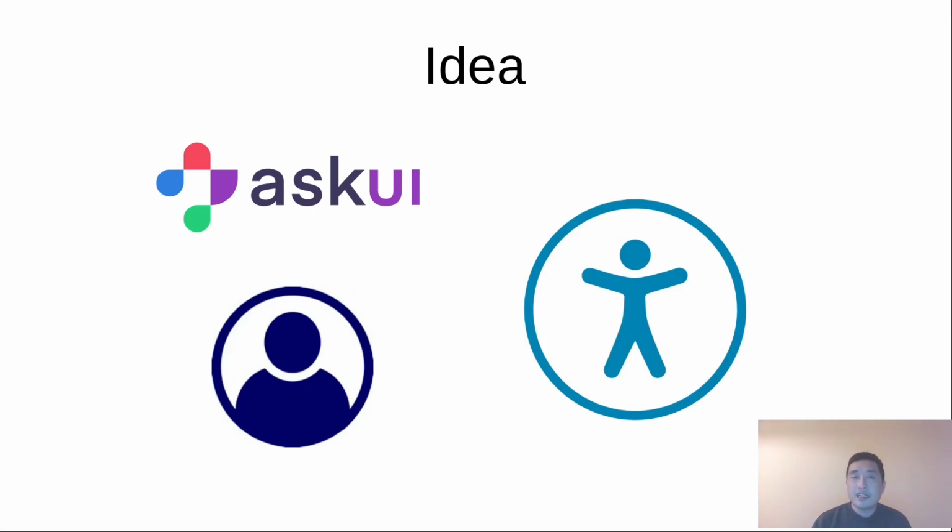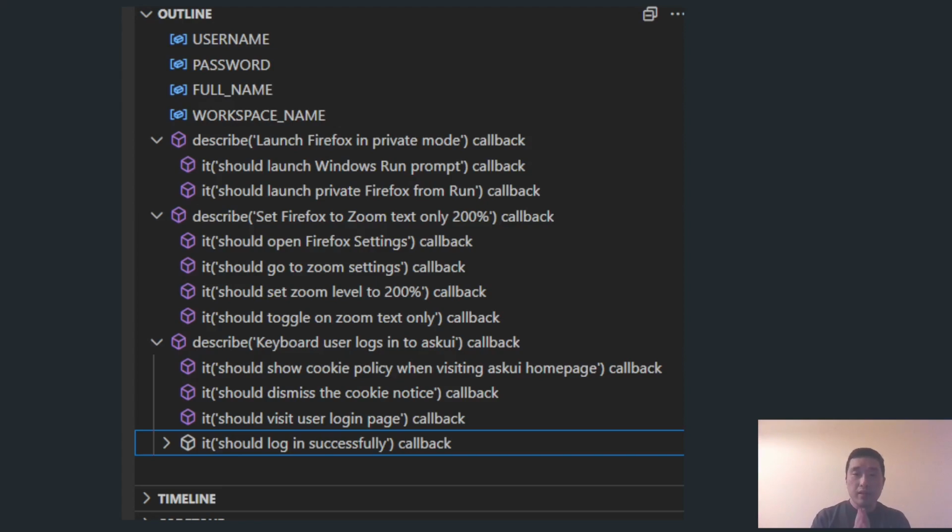So NVDA, in case you don't know, is a Windows screen reader software that's free. So I think this is going to go over 5 minutes slightly, but bear with me. I just want to quickly go over what this test actually does. So first of all, on the top 4, you have config fields for username, password, full name. Those are just for logging in and checking the workspace name is correct.